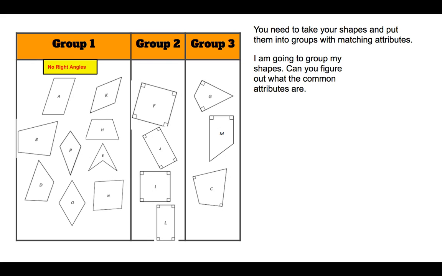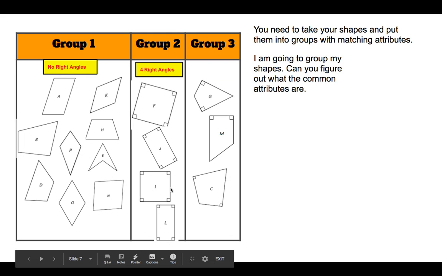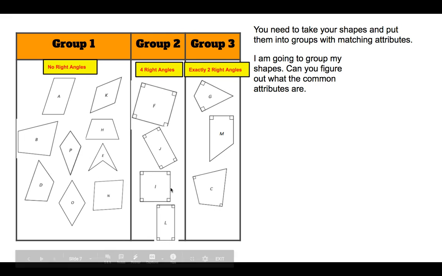Aha! In group 1, there are no right angles at all in any of these shapes. In group 2, these shapes all have 4 right angles. See, 1, 2, 3, 4, and you could tell they're right angles because of the squares in the corner. All these shapes have 4 right angles. And check out group 3. They have exactly 2 right angles. See, there's a right angle here and here, so that makes it 2. Again, 2 right angles, and then 2 right angles here.